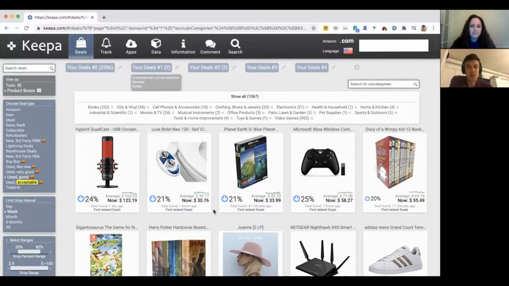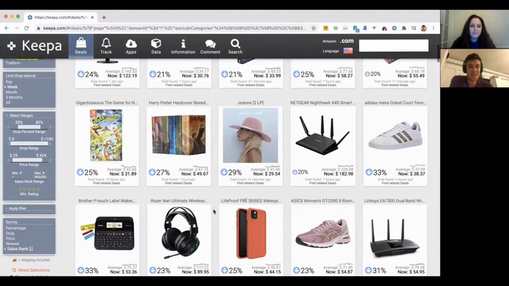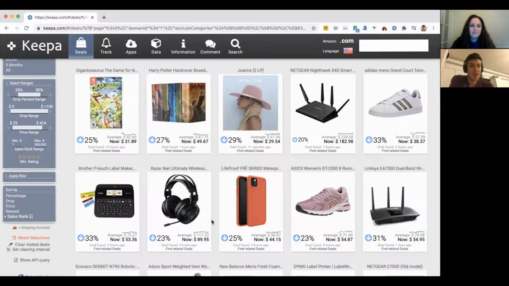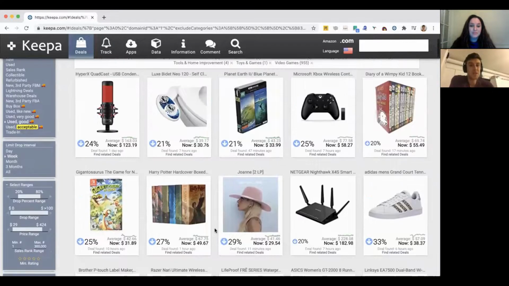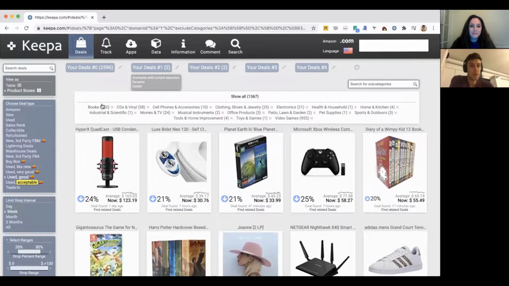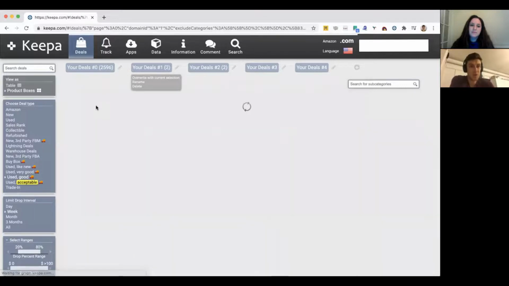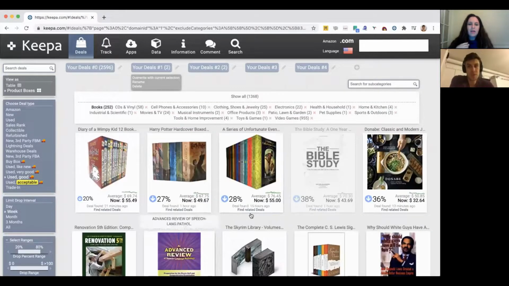But for me, I look at this and I can't really tell whether I want to buy any of these things. As a used bookseller, you can click on categories to narrow your search down, so I'll click on books. Can we go back a little bit? So these are items that have dropped in price on Amazon, so this would be for Amazon flips? Yeah, Amazon to Amazon flips.